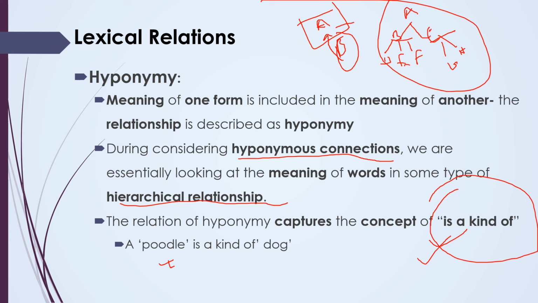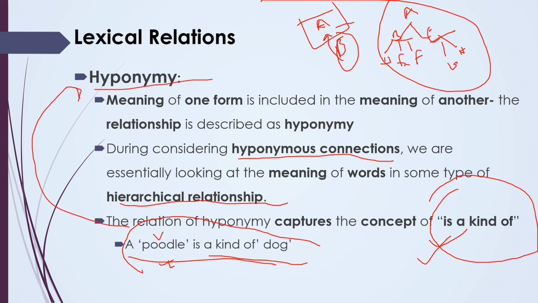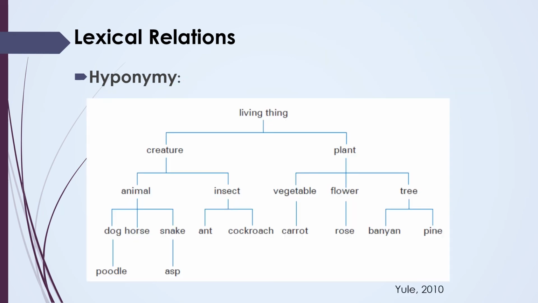So a poodle is a kind of dog. You can say that. And this particular relationship between the poodle and a kind of dog is referred to as hyponymy. So that's what we are referring to as hyponymy. So let's see the hierarchical relationship. So here is the hierarchical relationship.